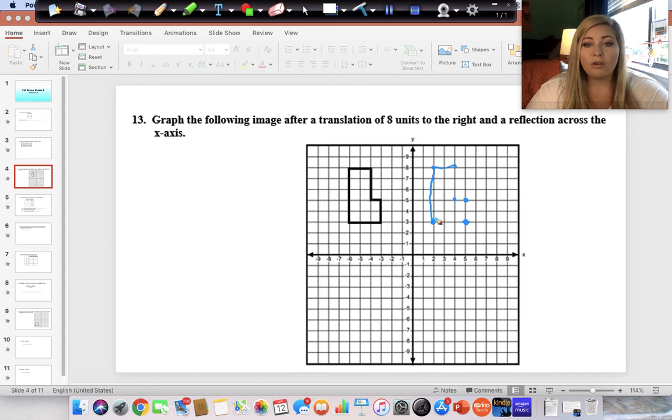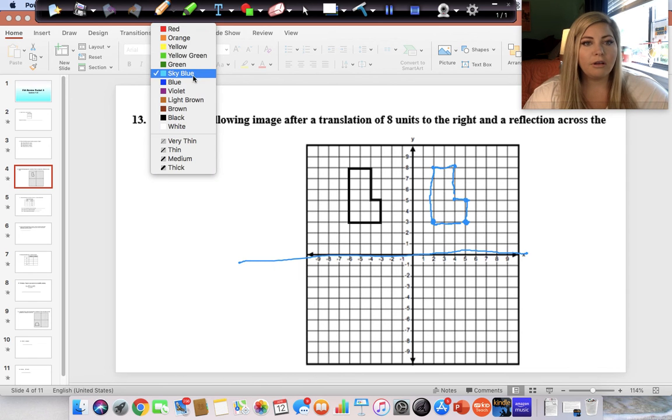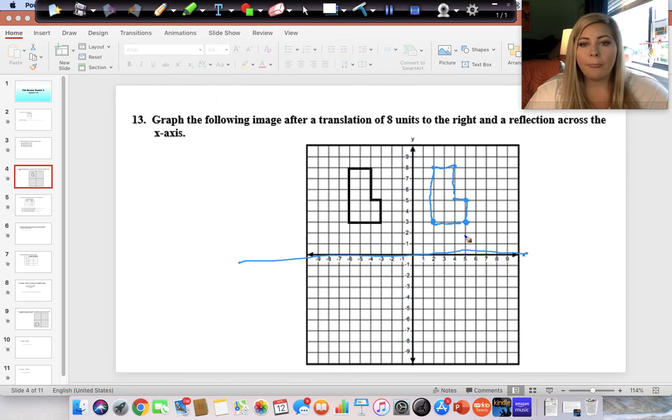Okay, we are not done. This is just our translated shape. We still have to reflect it over the x-axis. And this right here is our x-axis. So I'm going to use a different color. If we are reflecting this over the x-axis, this point is 1, 2, 3 above the x-axis. So we're going to go 1, 2, 3 below the x-axis.